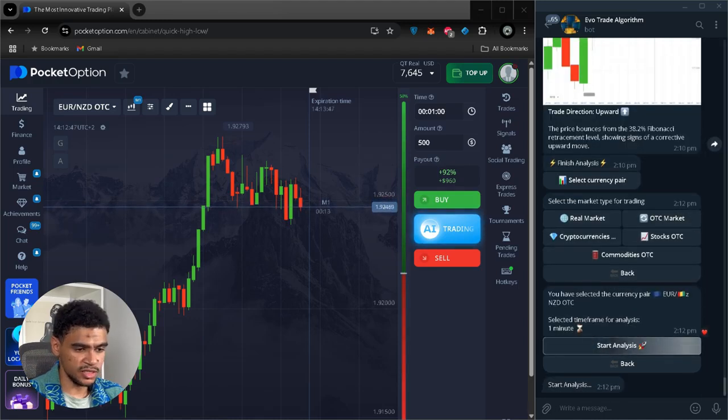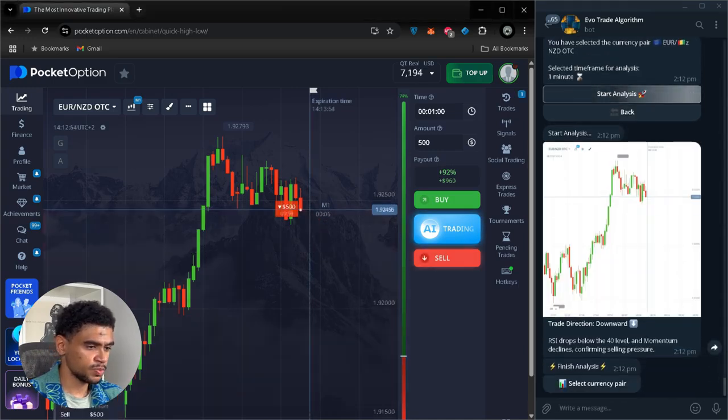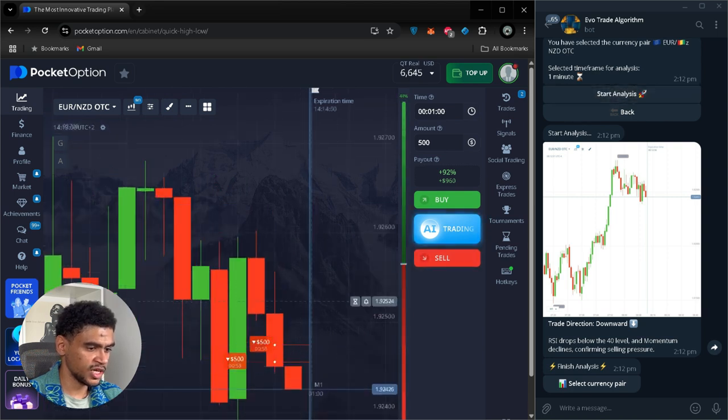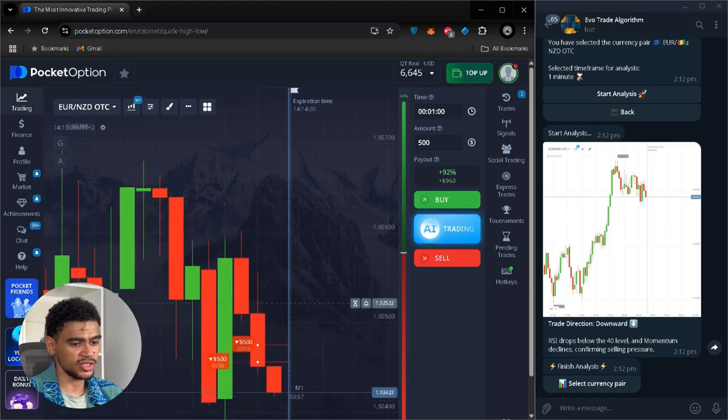We're taking these trades every single minute, and there it is. We're waiting for analysis here to come in. Downward position, we take a sell position, wait for a second, price goes up, we drop another one, and we are good now. And there is pretty much it. We placed our trade. This is $1,000.